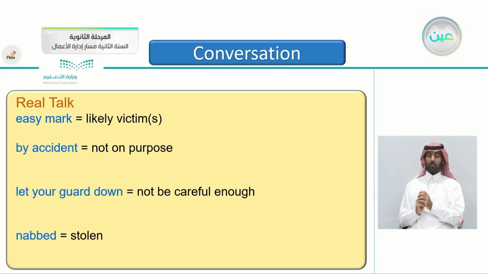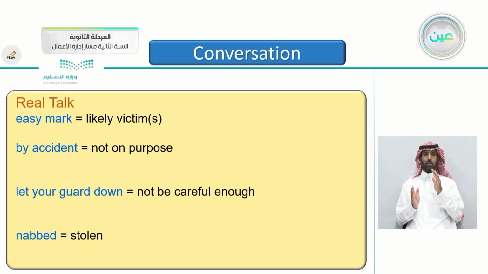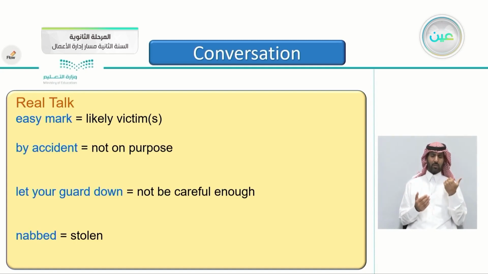By accident. When you say this happened by accident, I didn't mean to do it. It means not on purpose. I didn't intend to do it. There was no intention in doing it. Not on purpose.